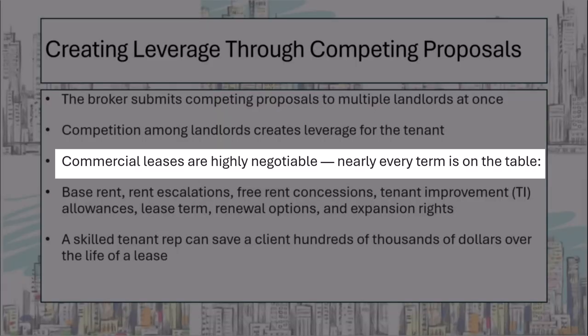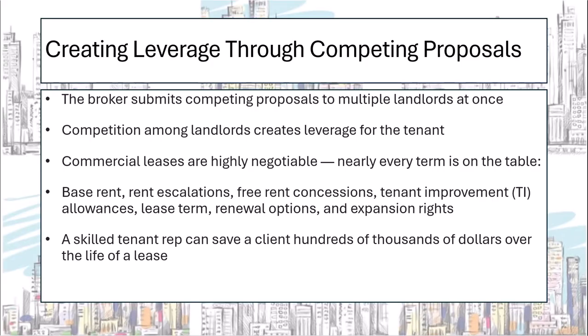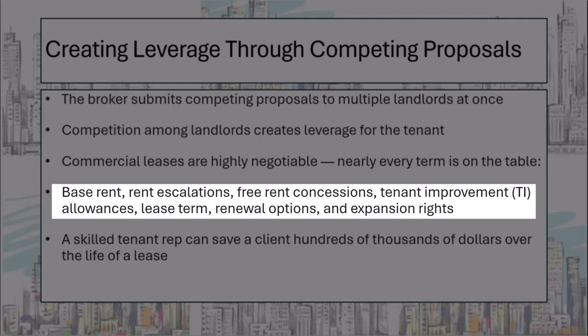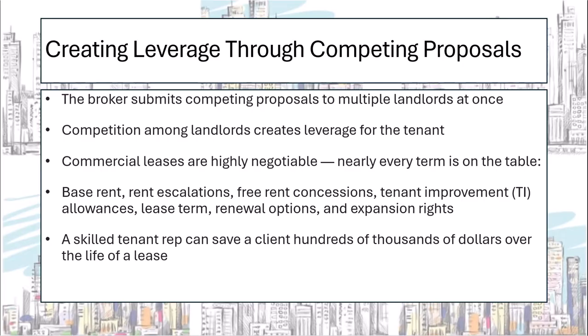Commercial leases are highly negotiable. The negotiation is not limited to just the advertised base rent. The parties may negotiate things like rent escalations, periods of free rent, tenant improvement allowances, the length of the lease, any renewal options, expansion rights, or other provisions that affect the tenant's occupancy. For example, one building may offer a lower base rent but provide little money for improvements. Another landlord may charge a higher rent but provide a substantial allowance to build offices, conference rooms, or specialized space for the tenant. The tenant broker helps the client evaluate the entire economic package.